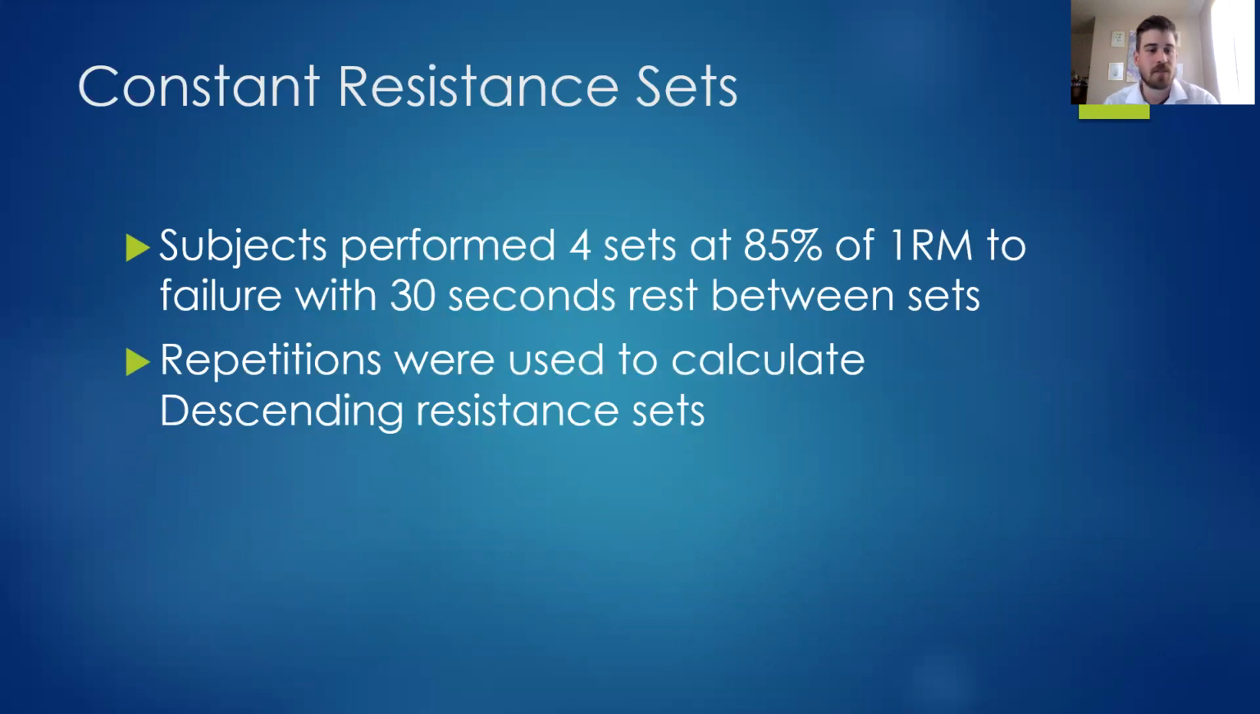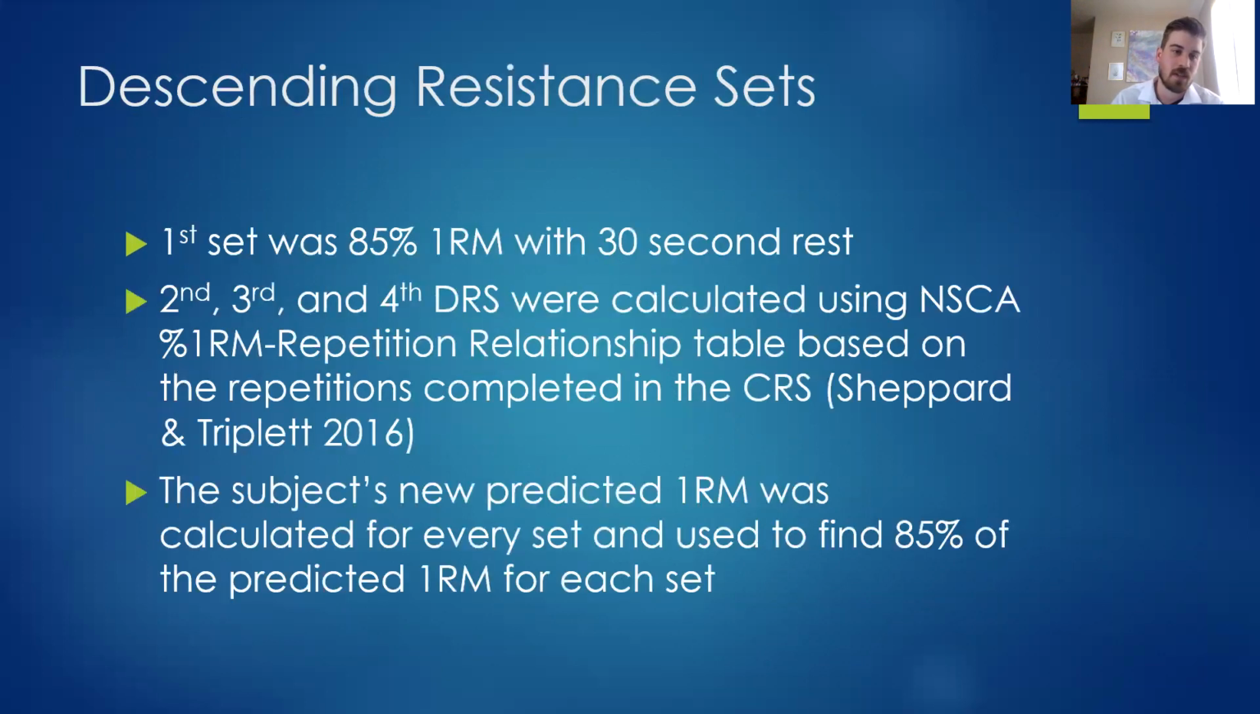And for constant resistance sets, the subjects performed 4 sets of 85% 1RM to failure with 30-second rest between sets. And the repetitions were used to calculate their descending resistance sets. And then in the descending resistance sets protocol, the first set was 85% of the 1RM with 30-second rest. And the second, third, and fourth descending resistance sets were calculated using the NSCA percent 1RM repetition relationship table based on the repetitions completed in the constant resistance sets.